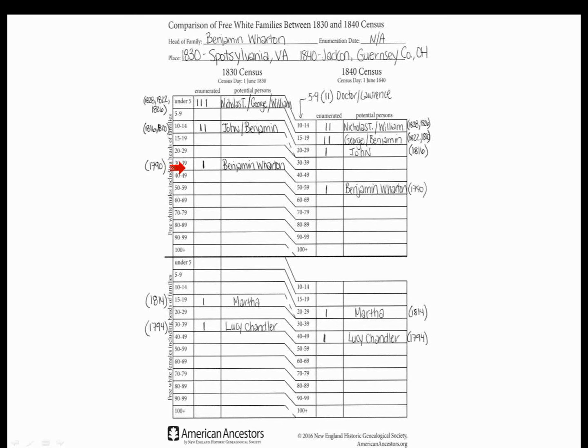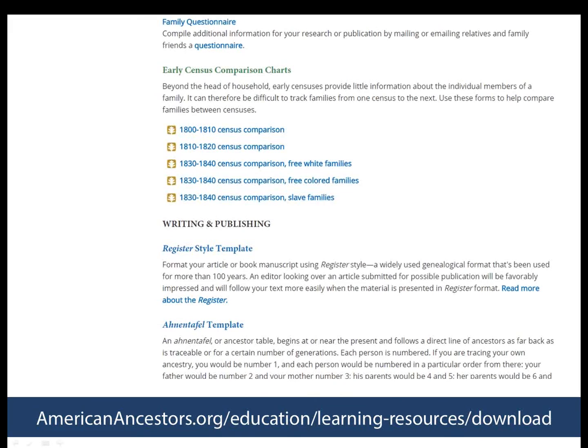So if you are as excited about these comparison charts as I am, we do have them available for download for free on our American Ancestors page, our education page. We have these different comparisons here, 1800 to 1810, 1810 to 1820. We don't have 1820 to 1830 because the age ranges changed so much between those two time frames. We haven't been able to figure that out yet, but hopefully we can in the future. We also have 1830 to 1840, and we did that for both free white families, free colored families, and slave families.